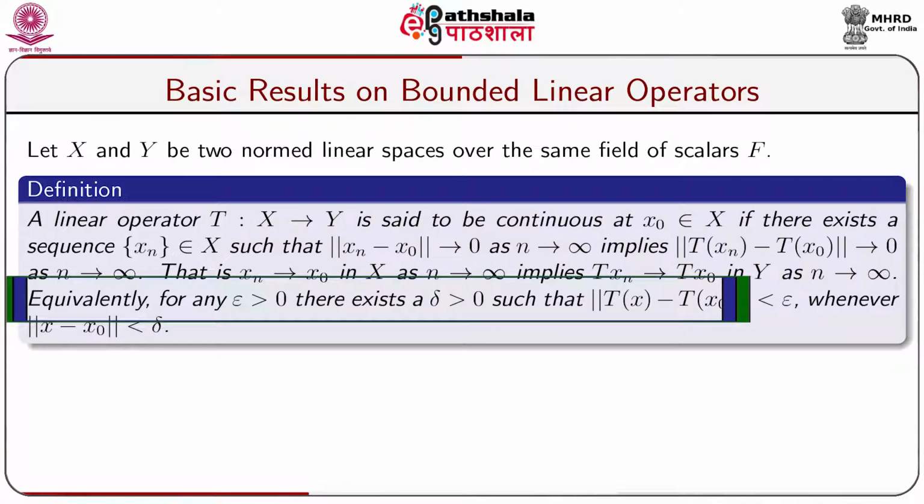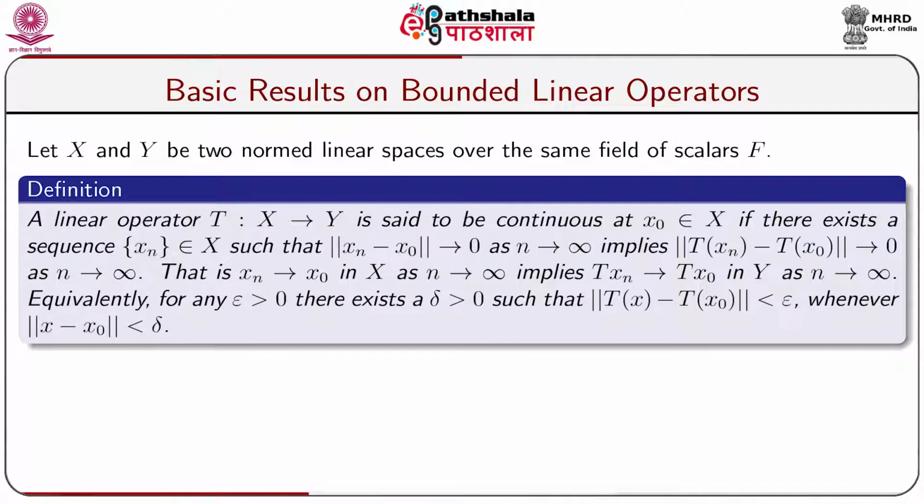Equivalently, for any epsilon greater than 0, there exists a delta greater than 0 such that norm of Tx minus Tx naught is less than epsilon whenever norm of x minus x naught is less than delta.